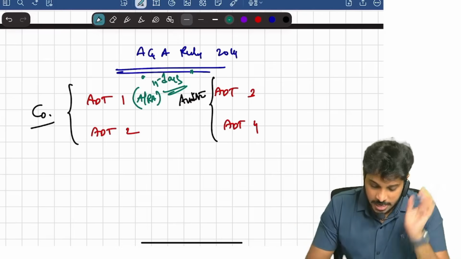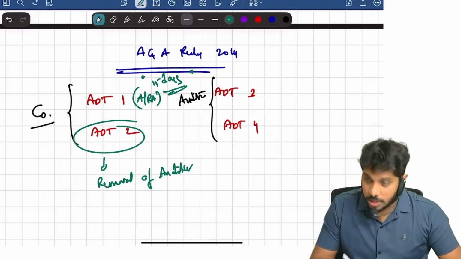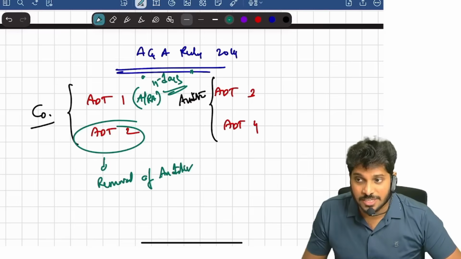Are you clear? Then ADT2, removal of auditor. Suppose a company wants to remove the auditor, they need to obtain permission of the central government.